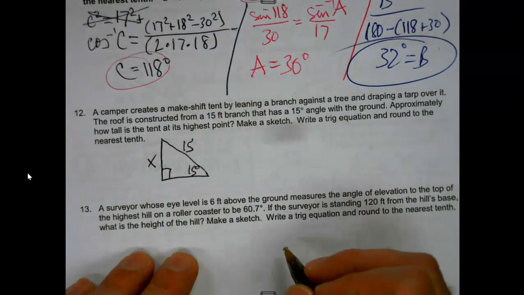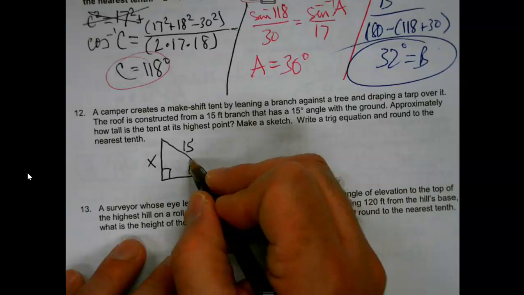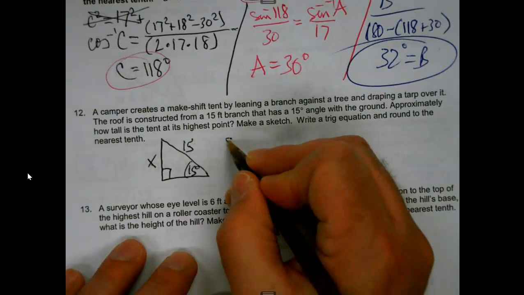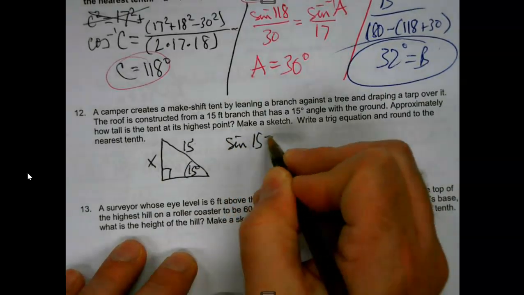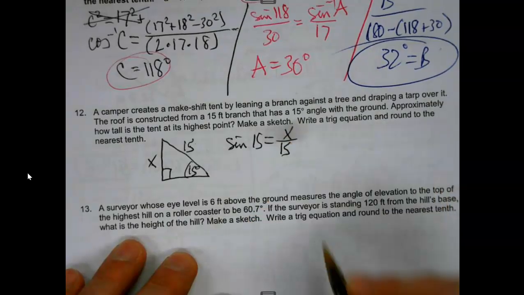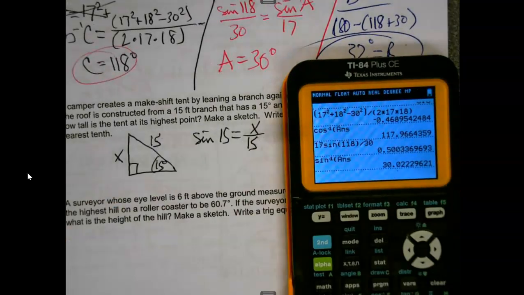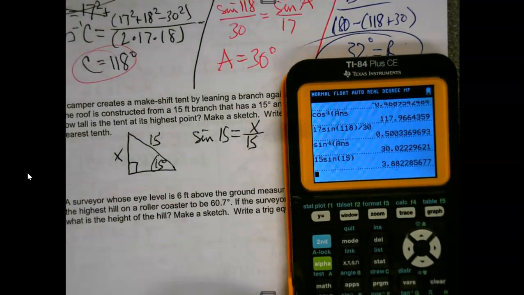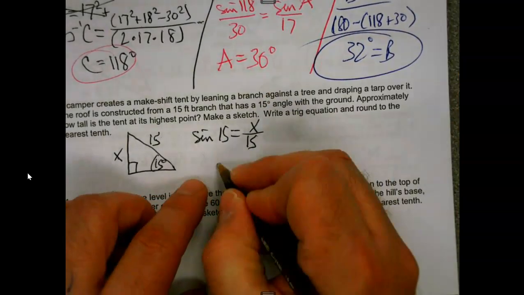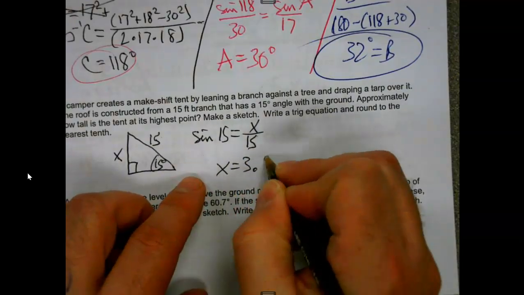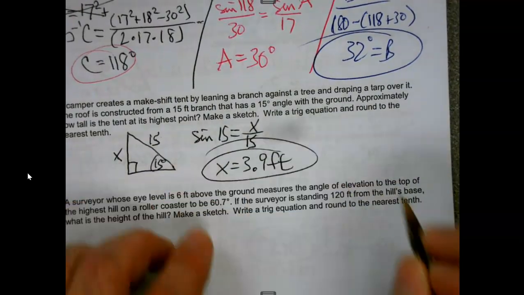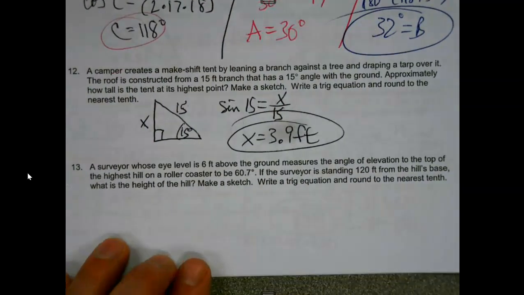Seems reasonable. Okay, opposite over hypotenuse. Sine of 15 is opposite over hypotenuse. We're just going to multiply those together because we are looking for the opposite, so about 3.9 feet. Done as done can be.